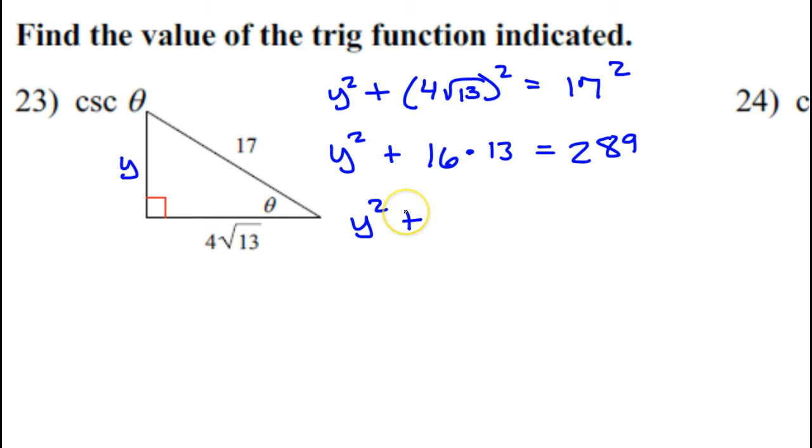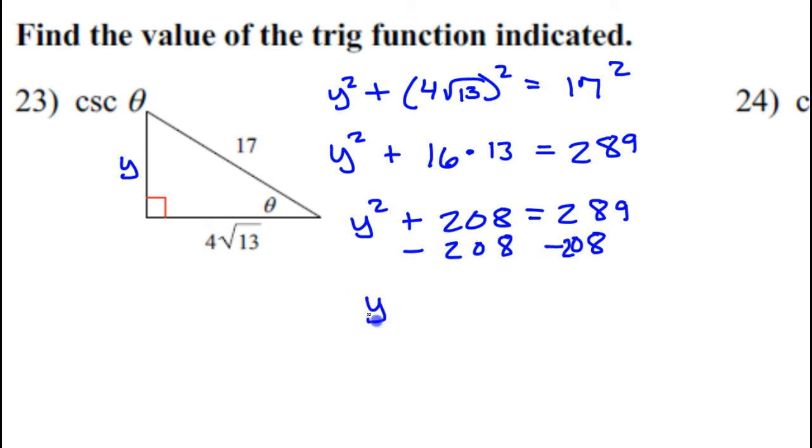So that's y squared plus 208 is equal to 289. Subtracting 208 from both sides, y squared is equal to 81. So taking the square root of both sides, y is equal to 9. Okay, so that tells us that this side over here is in fact 9.